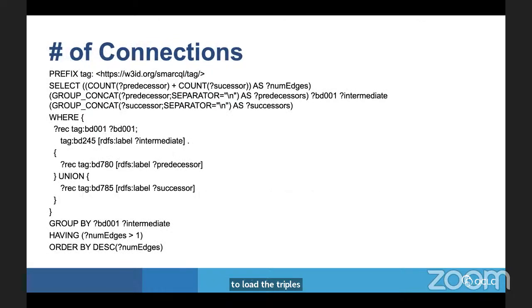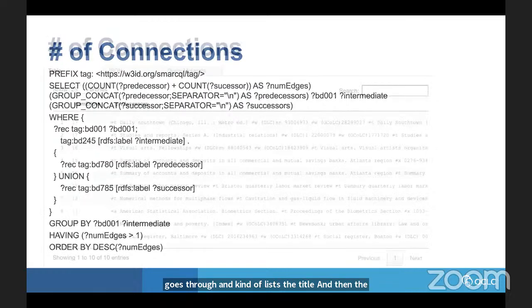So here's some of the flow. These are things I thought about that maybe we'd be interested in. There are lots of connections in 780s and 785s between serials. So how does that work? Basically, this SPARQL query goes through and lists the title and then the predecessors and successors.